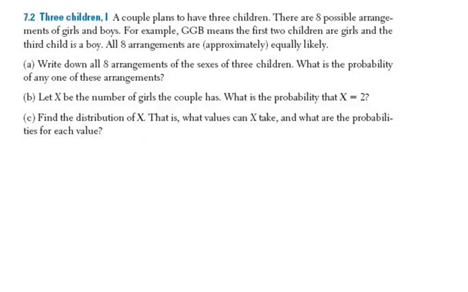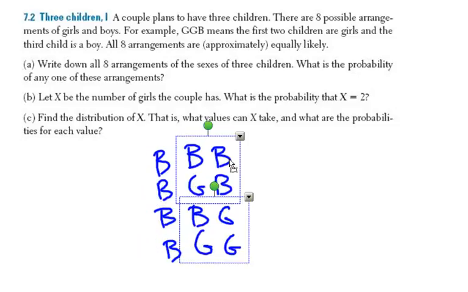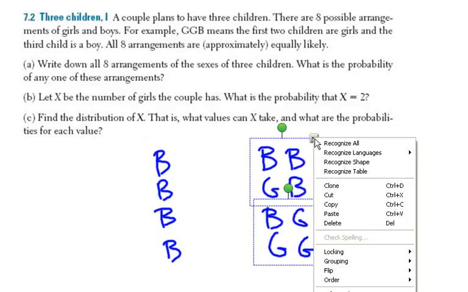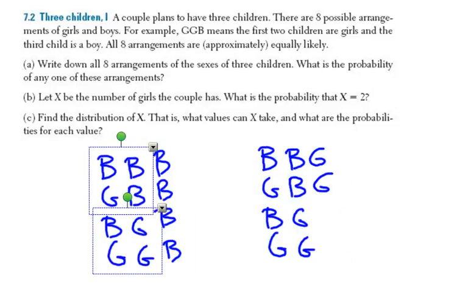A family plans to have 3 children. You can pause and read the question if you need to. Write the 8 possible arrangements. On the first one, they could have a boy or a girl. On the second one, they could have a boy or a girl and then a boy, or they could have a boy, a girl, with a girl. So that's 4. And the third set, I could have any of these with a boy, or I could have any of these with a girl. So there's your 8 possible outcomes.